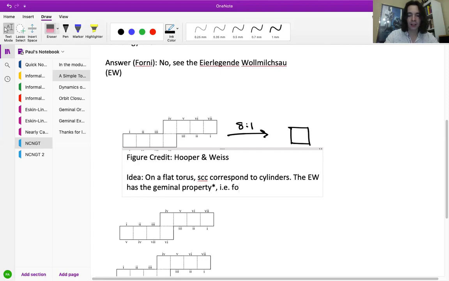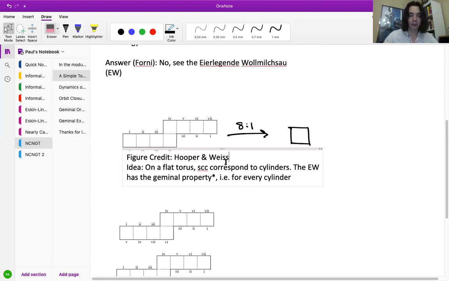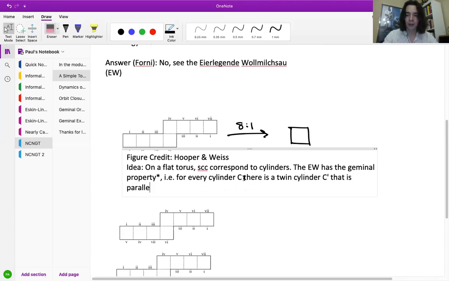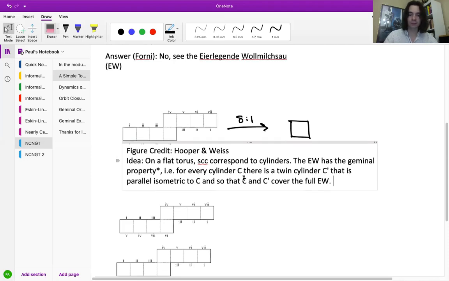So, for every cylinder C, there is a twin cylinder, C prime, that is parallel and isometric to C, and so that C and C prime cover the full surface, the full eierlegende Wollmilchsau.